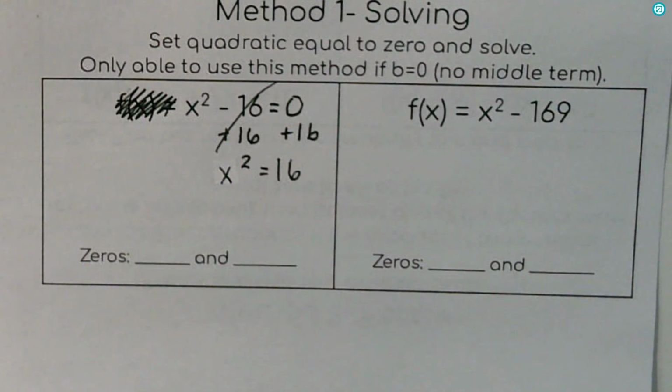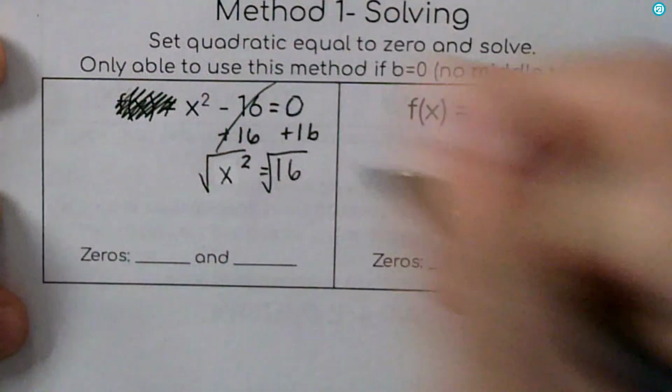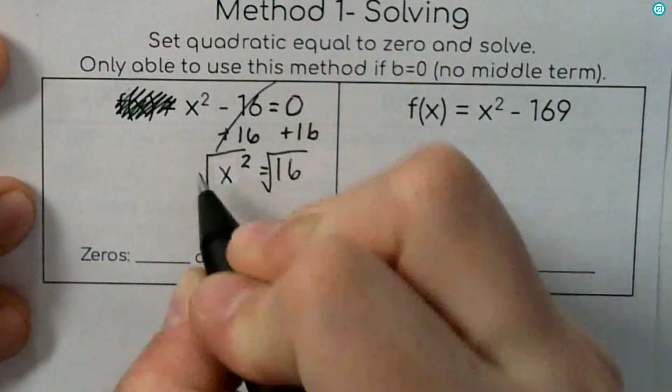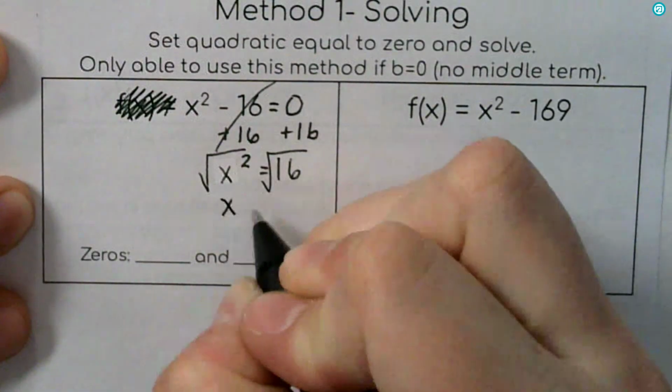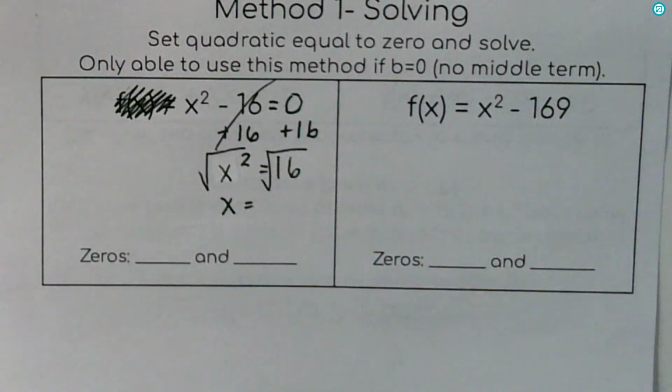Squaring something means multiplying it by itself. Square rooting something means what times itself equals this. So we're going to take the square root of both sides of our equation. The square root and the square cancel each other. What is the square root of 16? Okay, I agree.